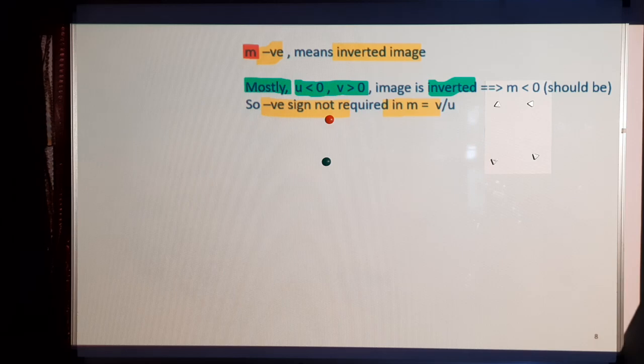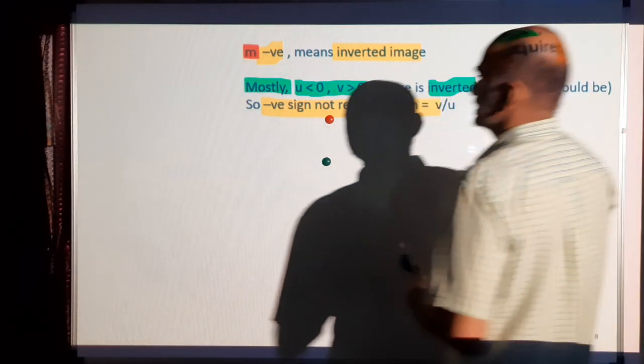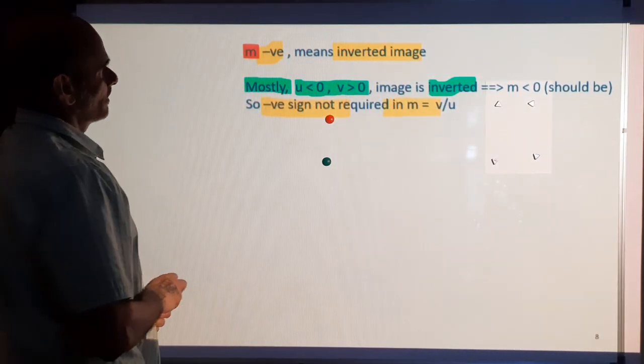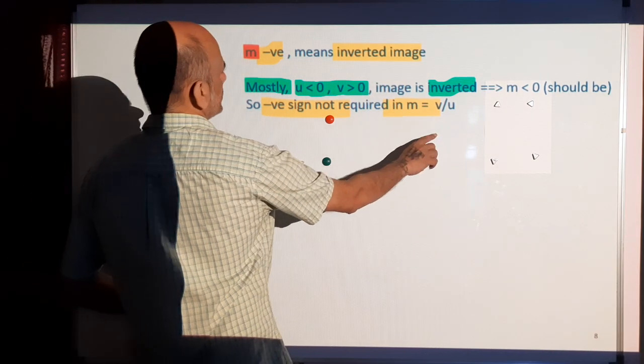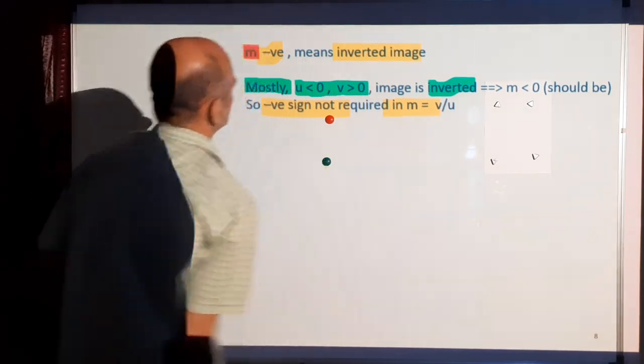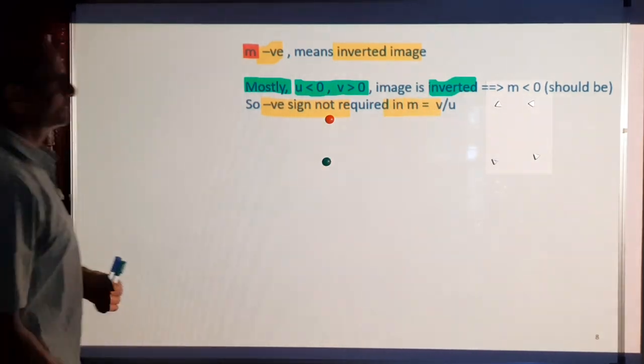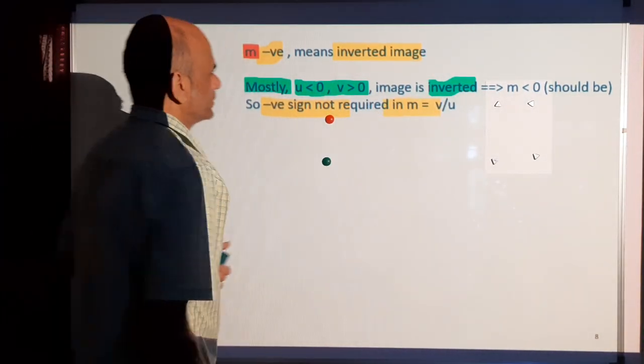So magnification negative means inverted image. For most of the cases, v is positive and u is negative and the image is inverted. So magnification is v by u, v is positive, u is negative, so this thing is negative, which is matching with the inverted image. So the formula is v by u.